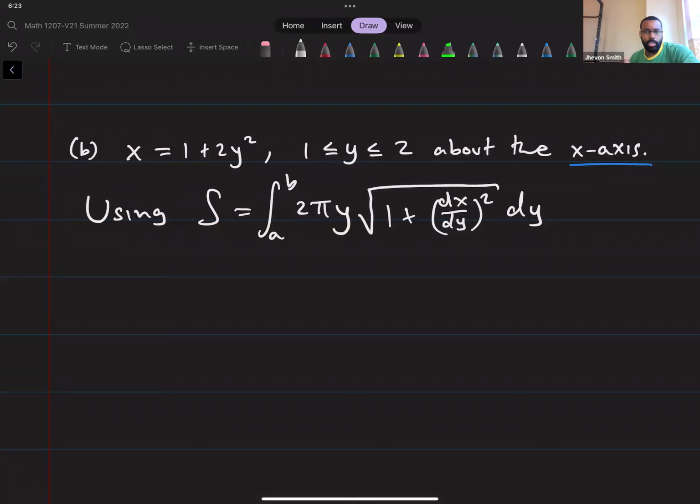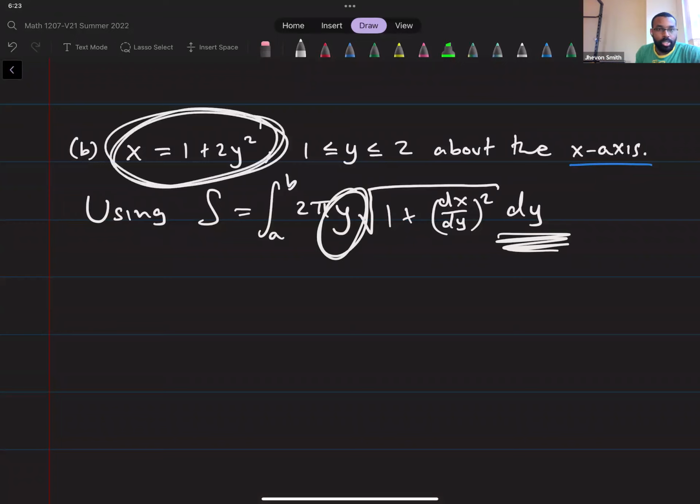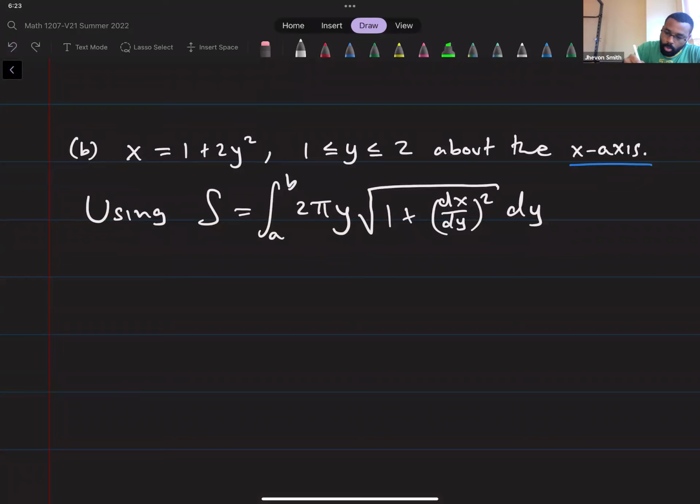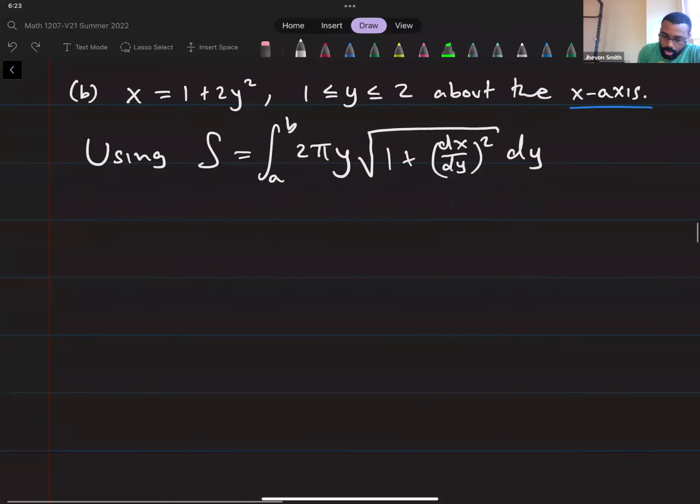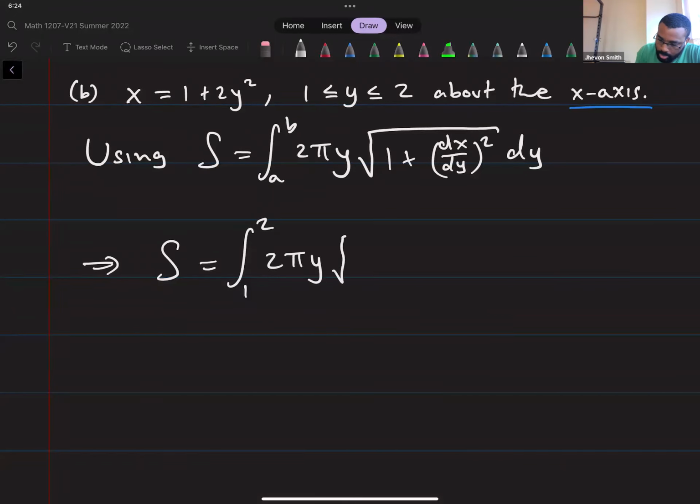Now the difference here is because I'm integrating with respect to y, I'm not going to change this y to another function. I'm just going to leave it as y, right? Of course, that y is going to correspond to whatever y gets this to work, but the integral will already have that built in. I don't have to worry about that because I already have that dx dy inside here. So this would mean that s would be the integral from 1 to 2 of 2πy times this.